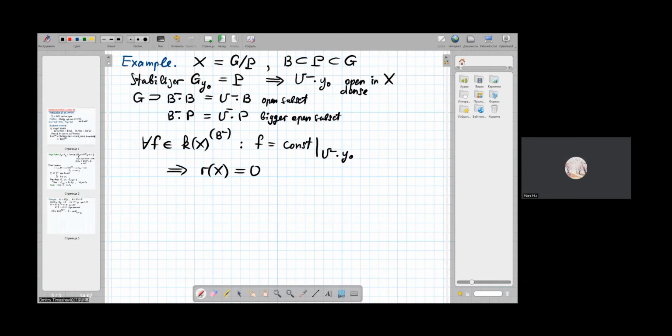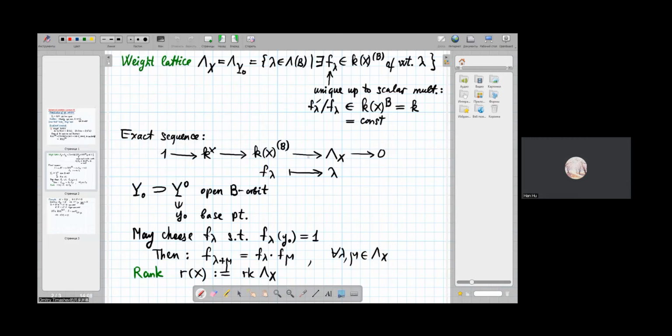The rank is the rank of the weight lattice, or exactly the rank? It is the rank of the weight lattice. But since all semi-invariant functions are constant, this means that in this exact sequence, the right-hand side is 0. So this guy is 0. The weight lattice is 0, and this means that the rank is 0. Okay? So you use the additive notation. Yes. When we speak about characters, we always use additive notation. This is our convention for all times.